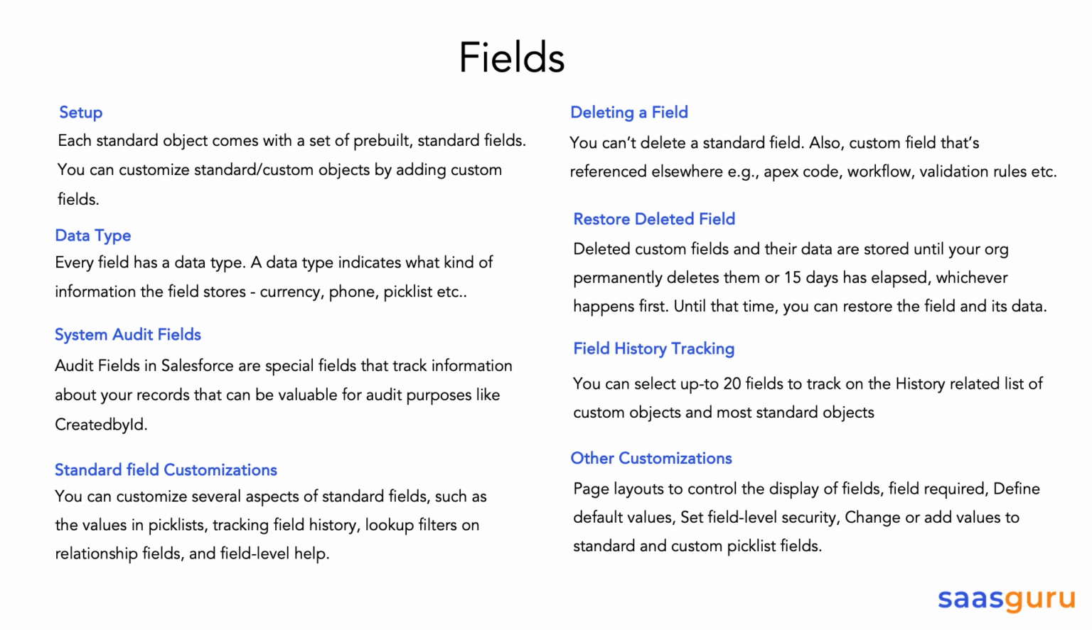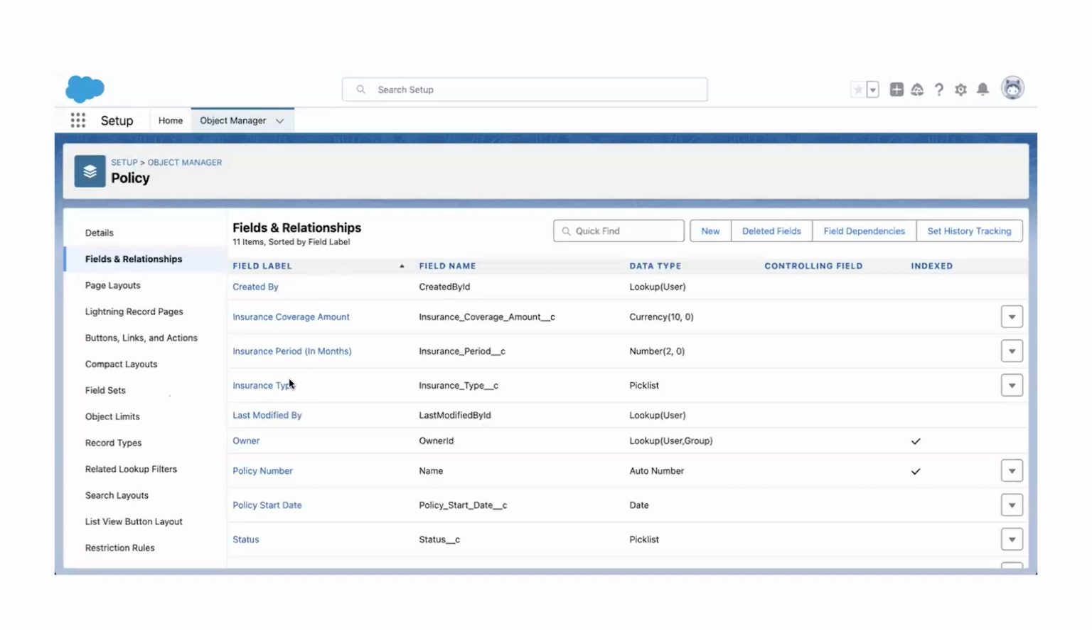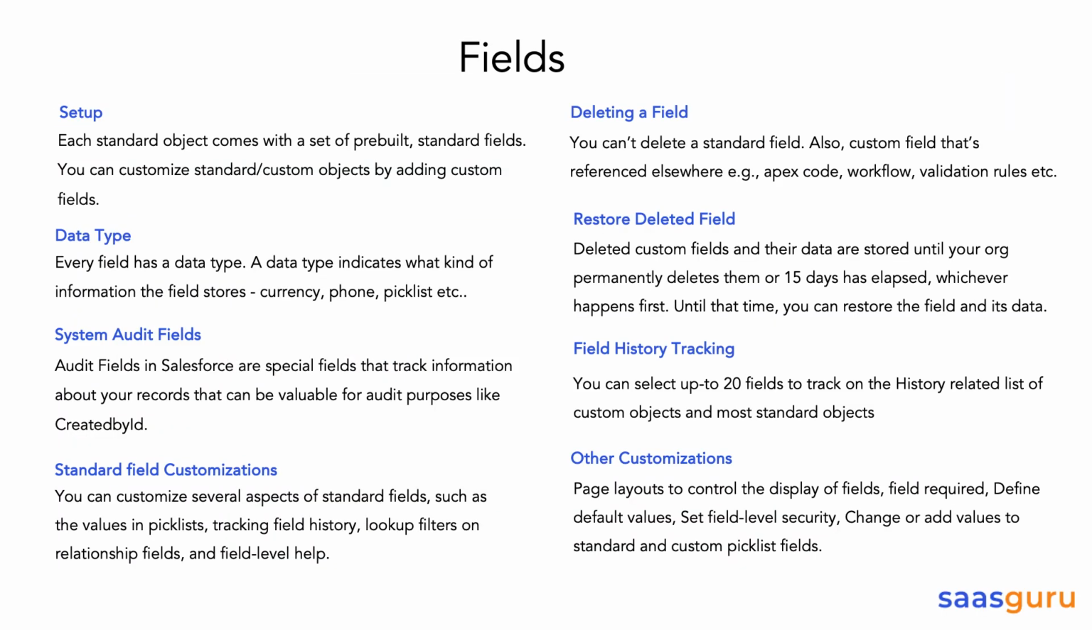If you have deleted a custom field, for example on policy, if I delete the insurance type field, there is an option. Right inside, there is a drop down. If I click on it, I can click the delete button and this field would be deleted. Now, this operation is called soft delete, where the field would be available in the recycle bin, which is basically the deleted field section. And the admin or developer would have the ability to restore it within 15 days. After 15 days, the field would be permanently deleted.